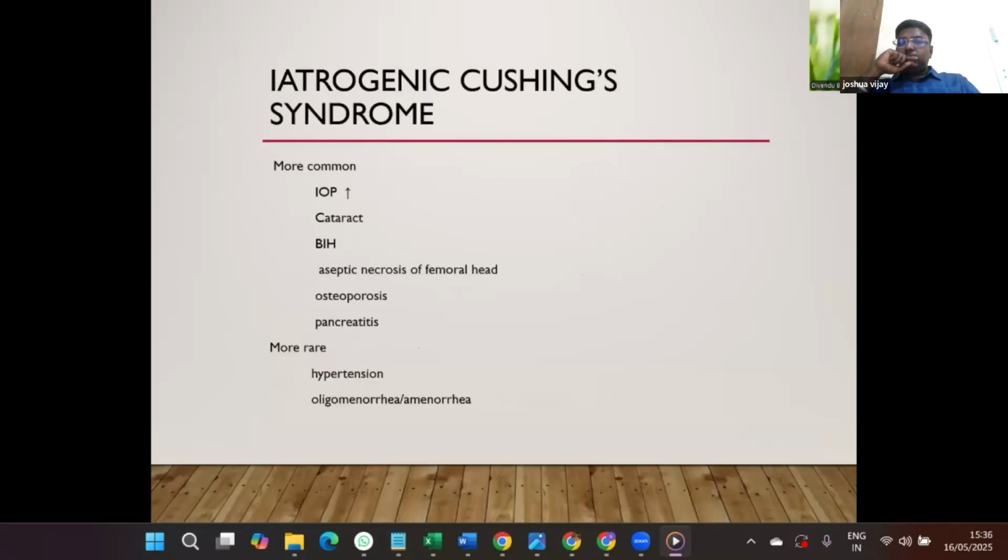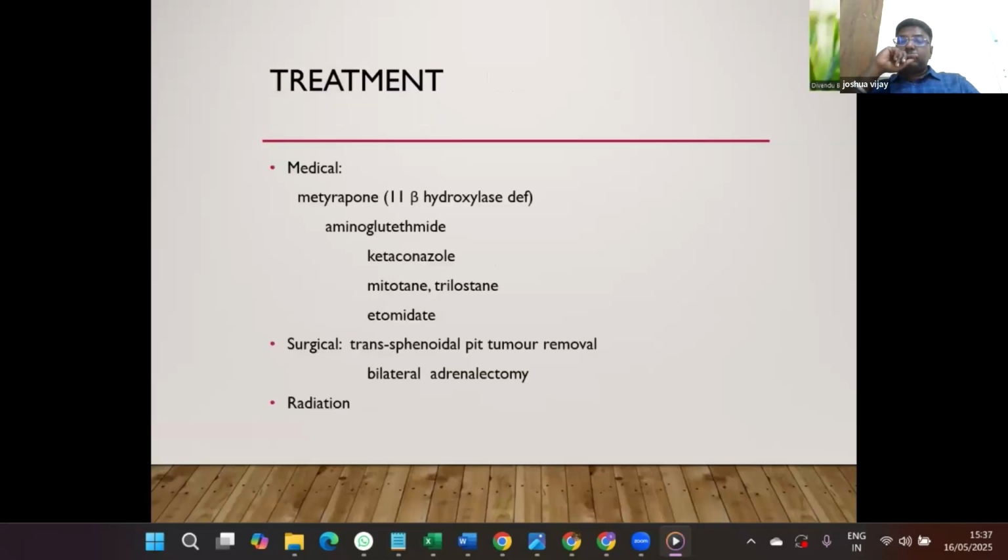A little bit about iatrogenic Cushing's syndrome, which we usually encounter in our day-to-day practice. The more common features are increase in intraocular pressure, cataract, benign intracranial hypertension, aseptic necrosis of femoral head, osteoporosis, or pancreatitis. More rare are hypertension or oligomenorrhea.